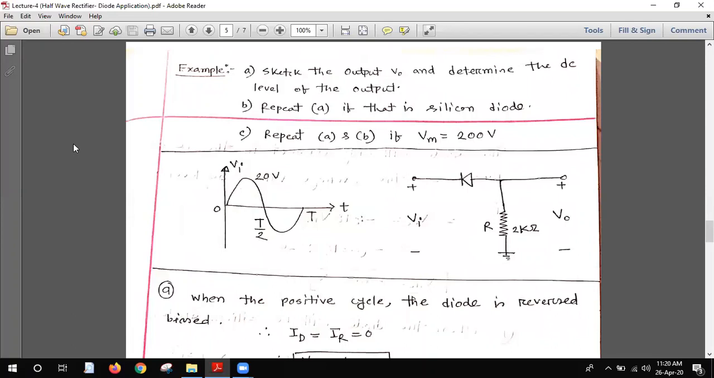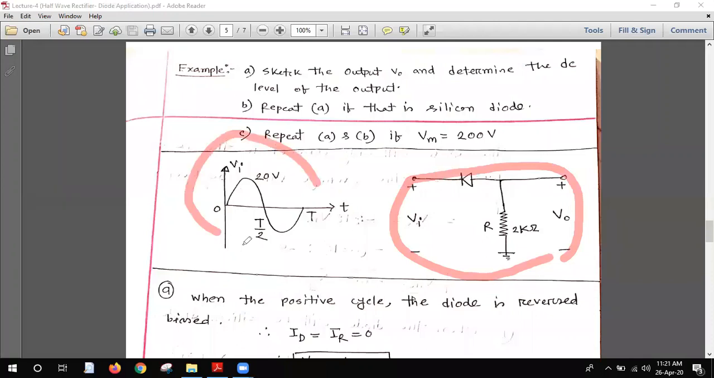Okay, now we will see an example. We have only 10 minutes in hand, then we'll complete this class. This is a half wave rectifier. You can see from the circuit that this is the half wave rectifier, and the sinusoidal wave input is given here. There are three questions given here.